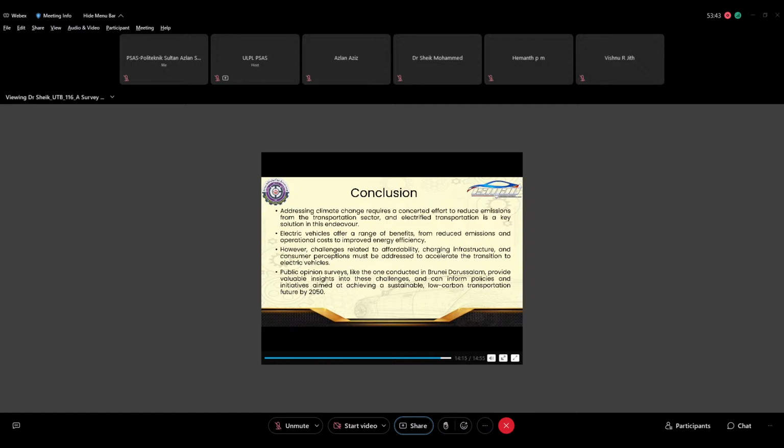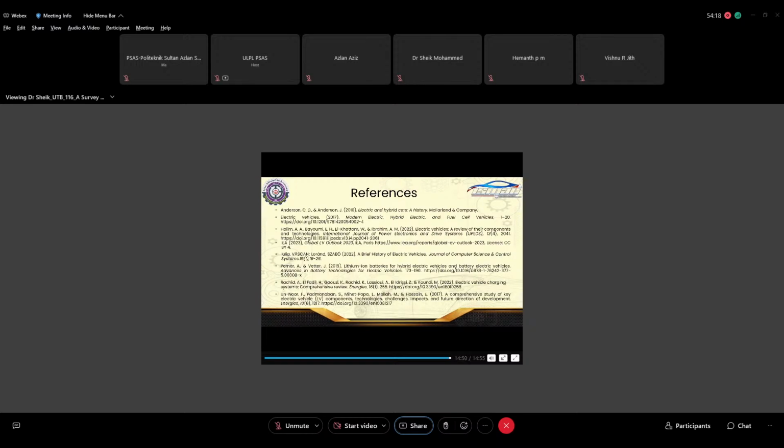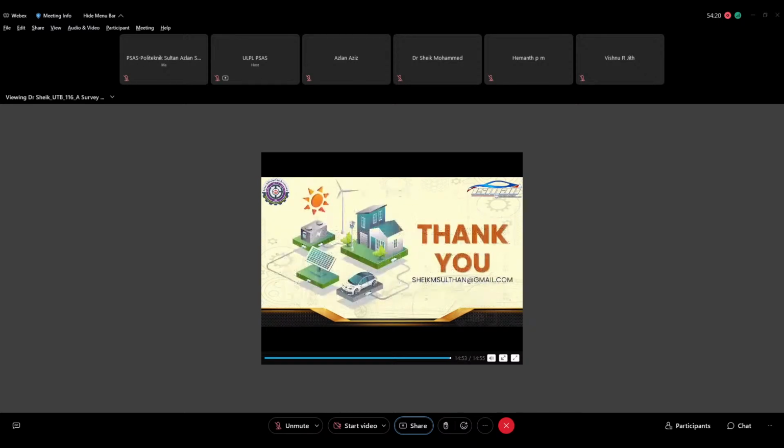because though the market is emerging, we still have a lot more to do in order to penetrate the electric vehicles into the market. Public opinion surveys like the one we conducted in Brunei Darussalam will definitely provide valuable insights into these challenges and can inform policies and initiatives aimed at achieving a sustainable, low carbon transportation future by 2050. Thank you for listening to the presentation. These are some of the references. Thank you again.